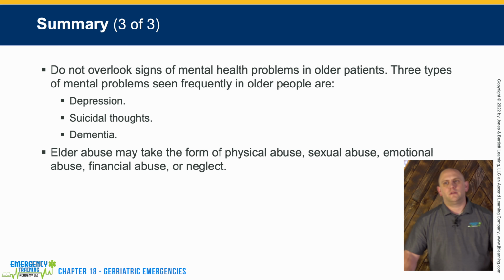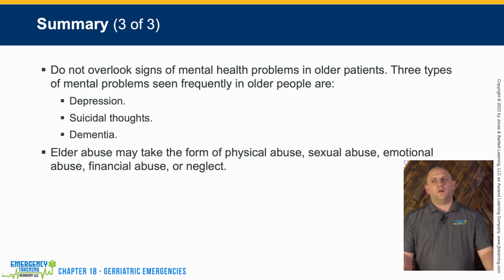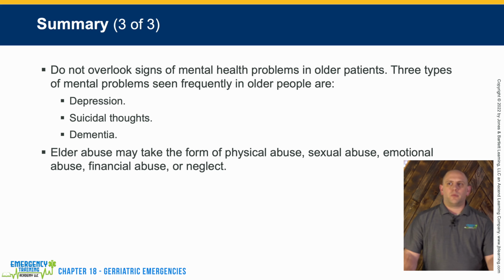Remember that older people who are physically weak or mentally compromised are at high risk for abuse by a spouse or other family member or friends or caregivers. As an EMR, you may be in a position to recognize that abuse in a geriatric patient. Elder abuse may take form in physical abuse, sexual abuse, emotional abuse, financial abuse, or neglect.